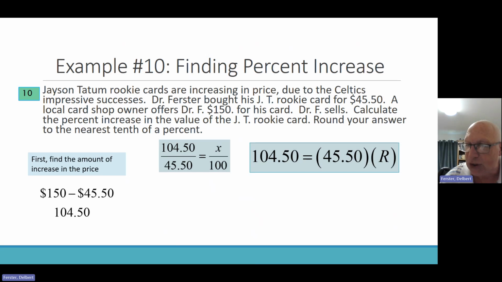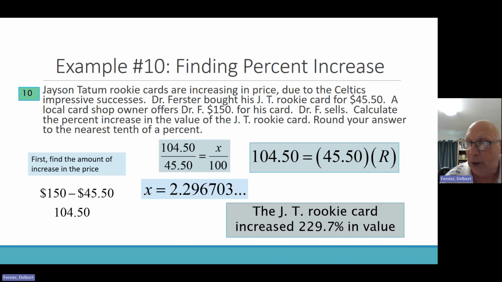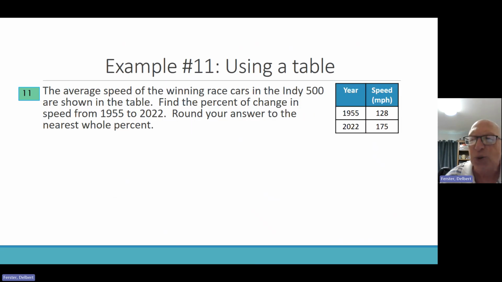Okay, so there's your set by formula. In either event, oh, check that out, 2.29. Remember, if it's a number like that, it's over 100%. Shoot, this one's over 200%. So moral of the story, probably should have held on to the Tatum rookie card. It increased by 229.7% in its value.